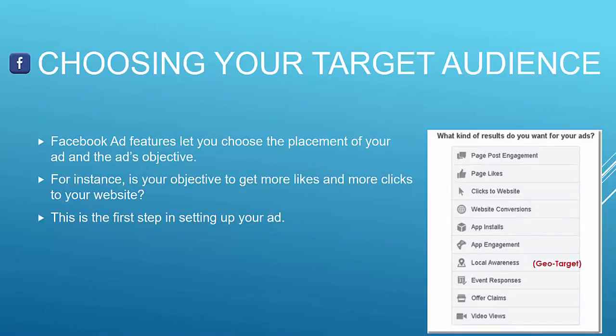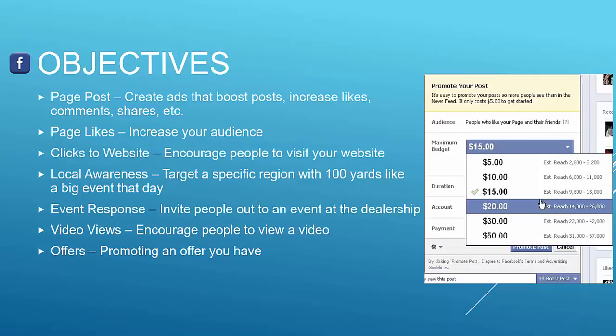Choosing your target audience: Facebook gives you a lot of options to target your audience. Typically the most popular is just promoting a page post, but you can do page likes, or clicks to your website to increase traffic to your website. This is actually the first step in setting up your ad. You're going to select what results you want from your ad, whether you're promoting an app. Local awareness is really cool because you can actually geo-target a particular area. Say there's a big event or concert going on and you want people in your same demographic or niche to follow you. You can actually target that event. You can do offers and video views.